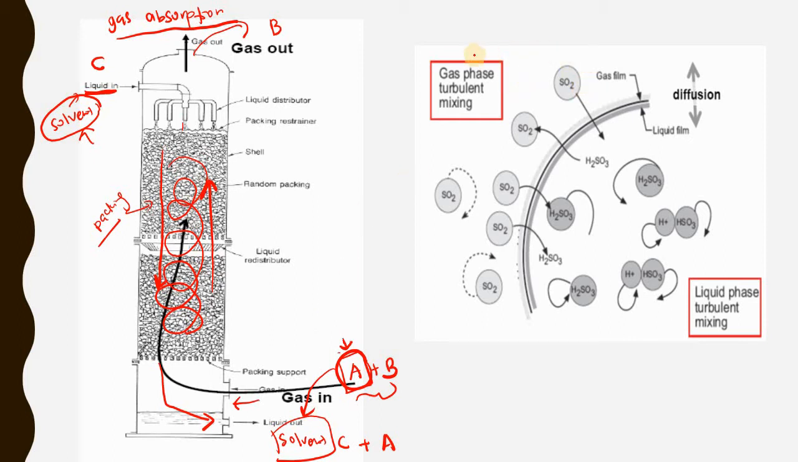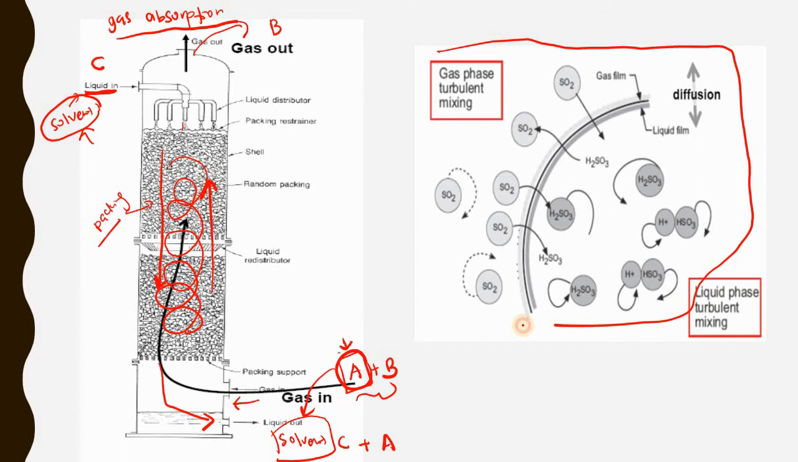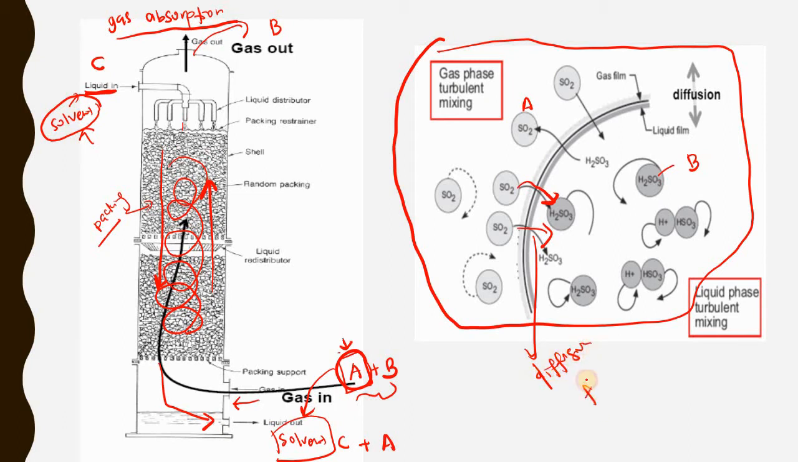So this is the detailed diagram on how the solute A diffuses, for example SO2 is solute A and H2SO3 is solute B. Solute A will diffuse into the liquid. The diffusion is what we want to calculate, which is the diffusion flux of solute A from gas to liquid, where the liquid is the solvent.